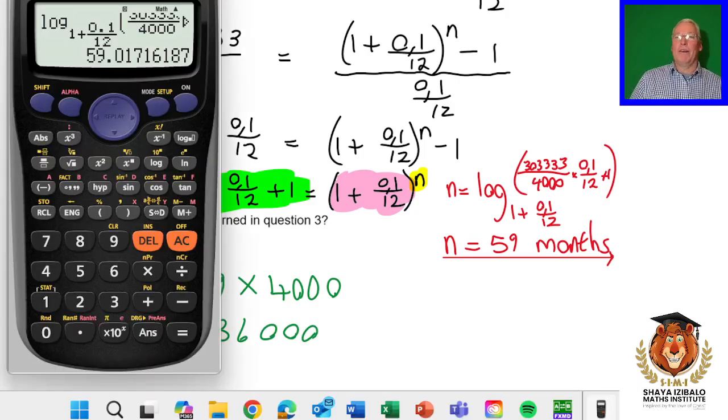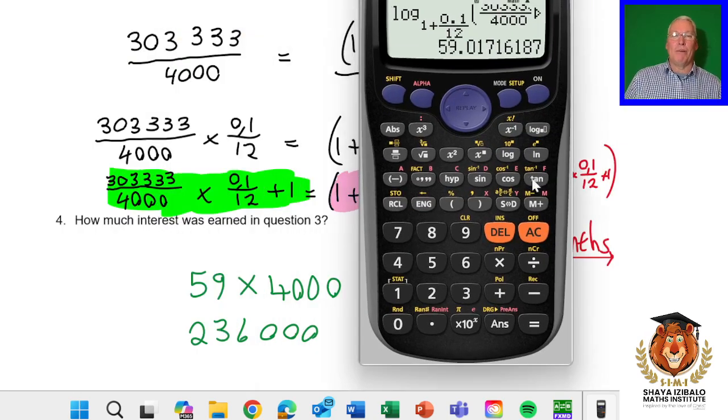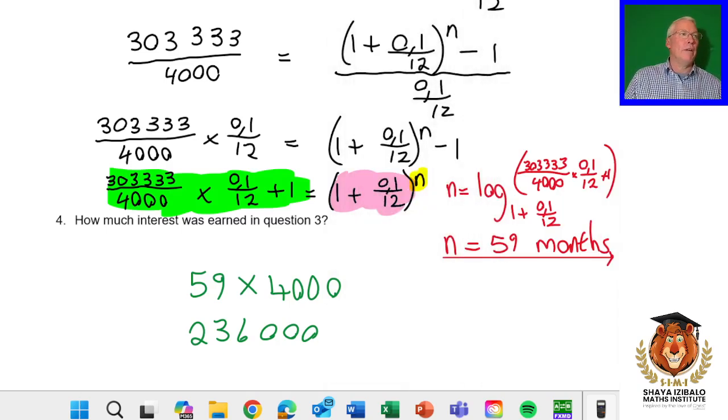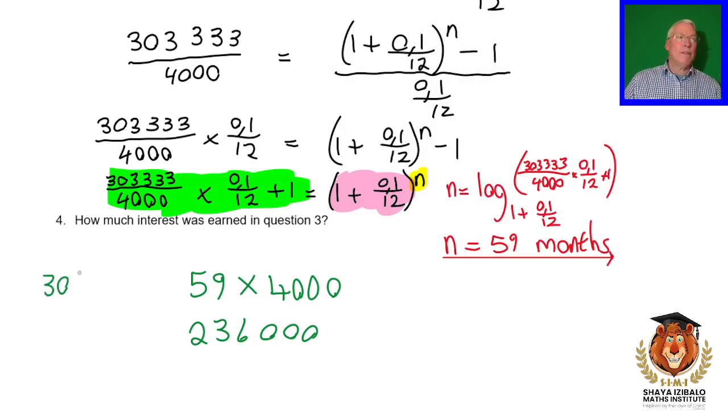I'm just going to confirm that calculation because I'm a bit tired and so it might be wrong. I hope it's not wrong. 59 times 4,000. Okay, there it is, 236,000. That's how much we put in. But we end up with 303,333 Rand. So the difference between those two numbers will give us the interest that we earned.